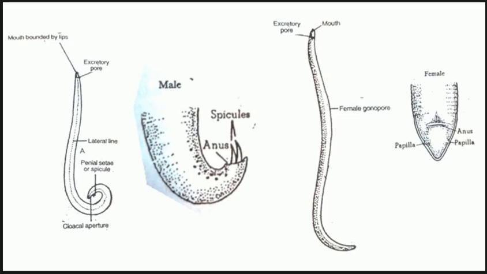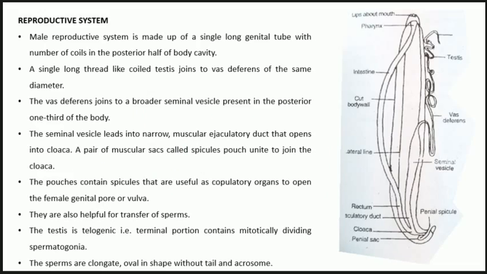So today we will start with the reproductive system and the life cycle of this parasite. First of all, the reproductive system is made up of a single long genital tube with a number of coils in the posterior half of the body cavity. While reading this part, always keep the diagram in front of you so that you come to know exactly what we are talking about.